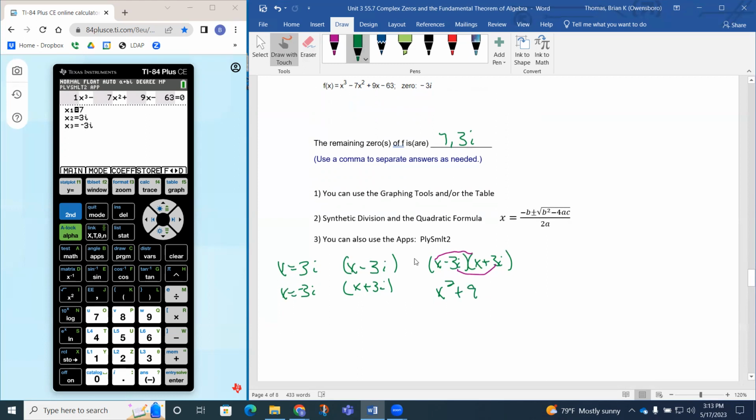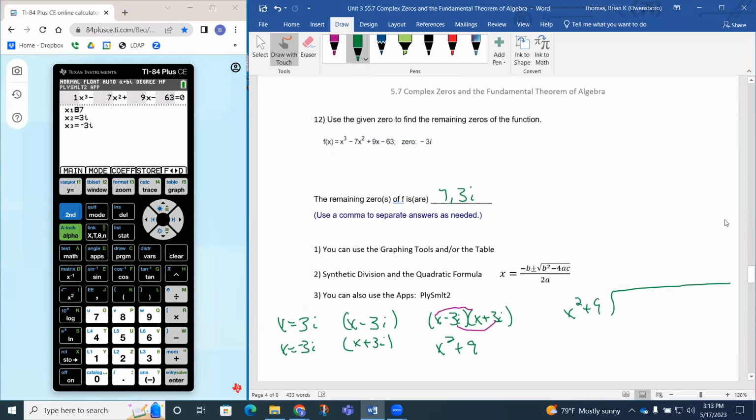So what I can do is, since I can't use synthetic division because of this x squared, I can use long division and divide x squared plus 9 into this x cubed minus 7x squared plus 9x minus 63. So again, we're trying to figure out in long division, what times x squared is x cubed? Well, we need an x there. x times x squared would be x cubed. x times 9 would be a positive 9x.